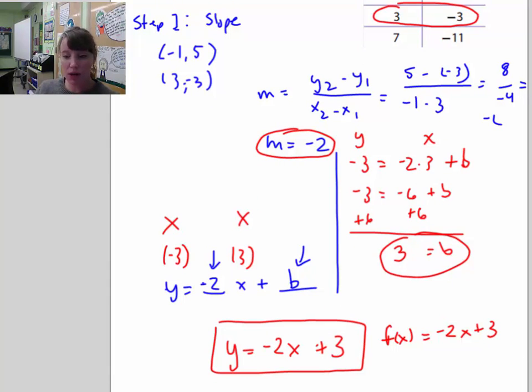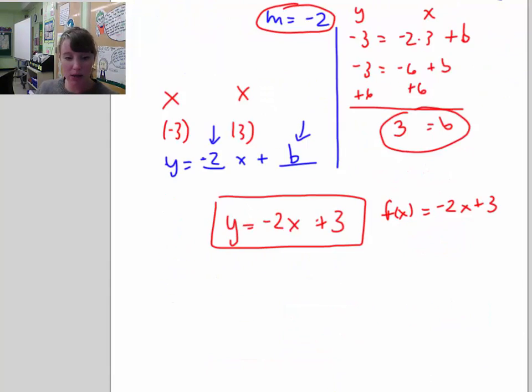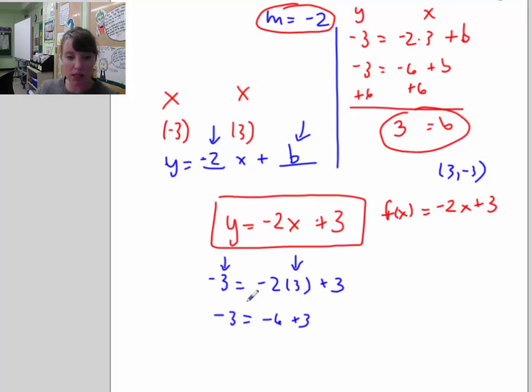Never leave the point in the equation. A common mistake is to actually leave the point in. Sometimes I see students do this. The point that I used up here was (3, -3). So they'll say, oh, -3 is equal to -2 times 3 plus 3. In other words, they leave in the 1 point that you used to find the b. While this is true, -3 is equal to -6 plus 3, this is a true statement, all that's doing is confirming the point (3, -3) is a solution to the equation y equals -2x plus 3. It doesn't give you any more information.